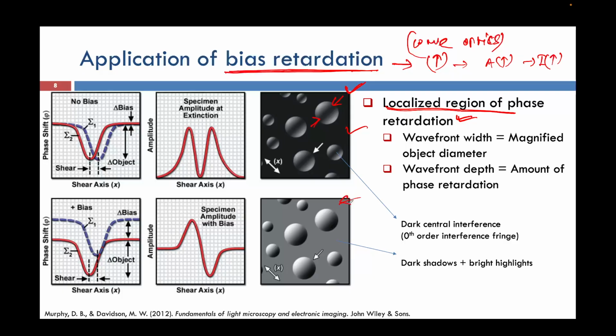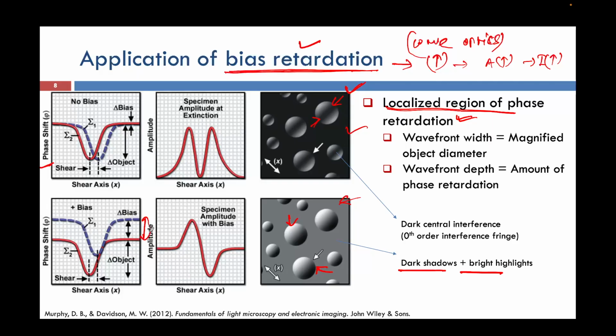In that image, you can see the dark shadow plus some bright highlights on this side, right? I will get this dark shadow and bright highlights when I intentionally introduce some kind of retardation, that means some kind of phase lag. Here you can see the phase shift is mentioned on the x-axis. The phase shift is not that high. Now, in the lower figure, I intentionally introduce some phase shift.